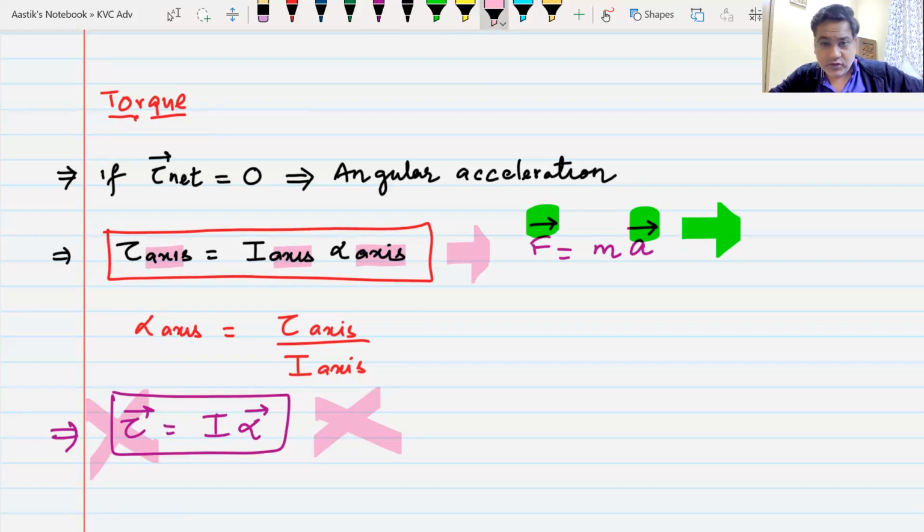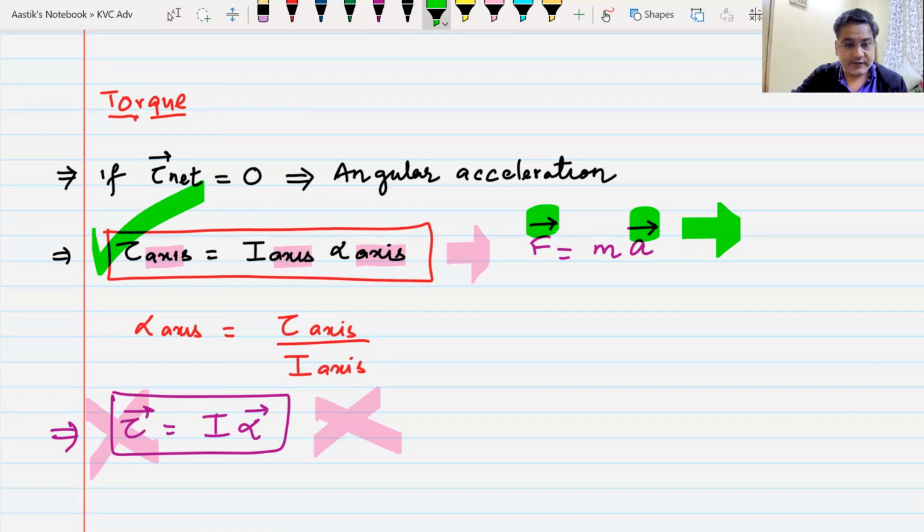Because torque as a vector quantity, you can find it about any point, about anything, but the body is not going to rotate about that point. So you can understand it in that way. This is the wrong variation of the equation. This one is only the correct variation of the equation. Do we understand this? Yes, sir.